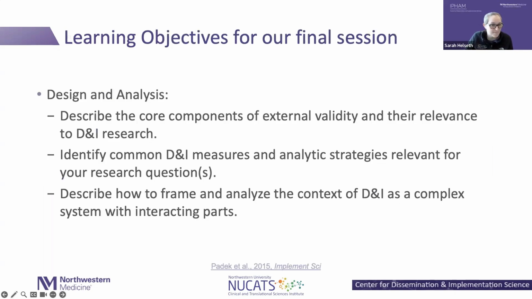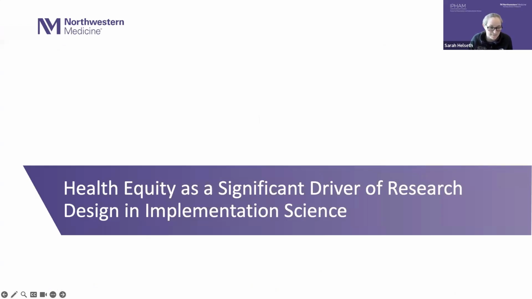All right, so as I mentioned, these are some of the learning objectives. They align with the Paddock et al. learning objectives that we've been working on the entire series. So we're going to be talking about how to balance external validity with internal validity and why it's relevant in D&I research. We want you to identify different measures and analysis strategies that will be relevant for your research questions. And we want you to be able to frame and analyze the context of D&I as a complex system with interacting parts.